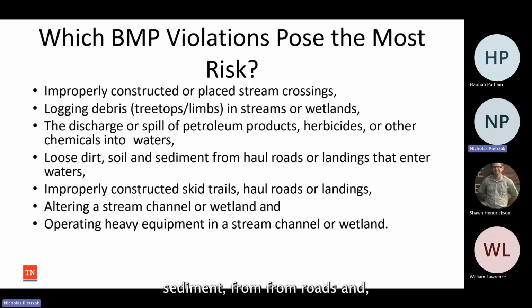sediment from roads and trails washing into the streams, and also improperly constructed roads. And the last two kind of go together. They're altering a stream channel or wetland, and then operating heavy equipment in the stream.